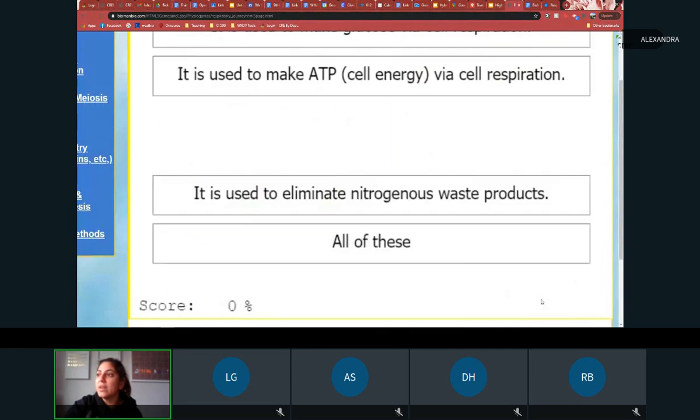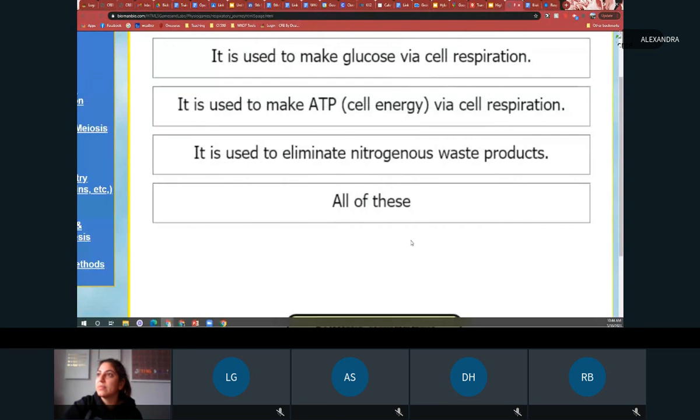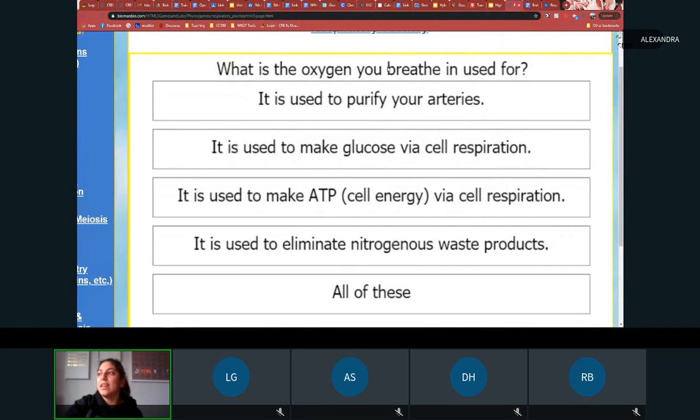Okay, so let's go into our next question. What is the oxygen you breathe in used for? Is it used to purify your arteries? Is it used to make glucose via cell respiration? Is it used to make ATP via cell respiration? Is it used to eliminate nitrogenous waste products, or all of these? So what is the oxygen you breathe in used for? Okay, all of these is one of the options. One of you thinks that's true. What about some of you others? What other things do you think it's used for?